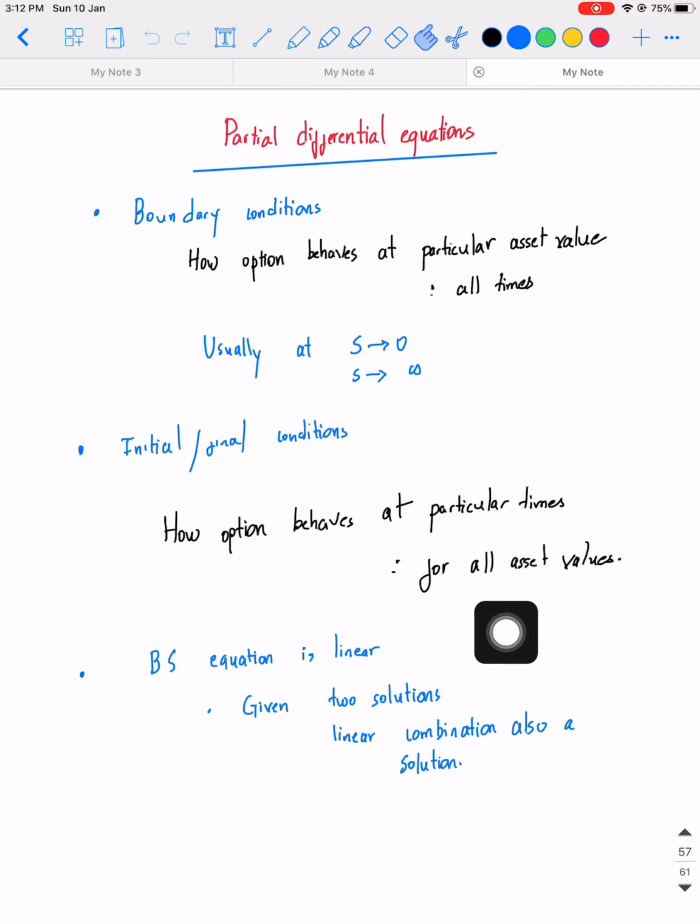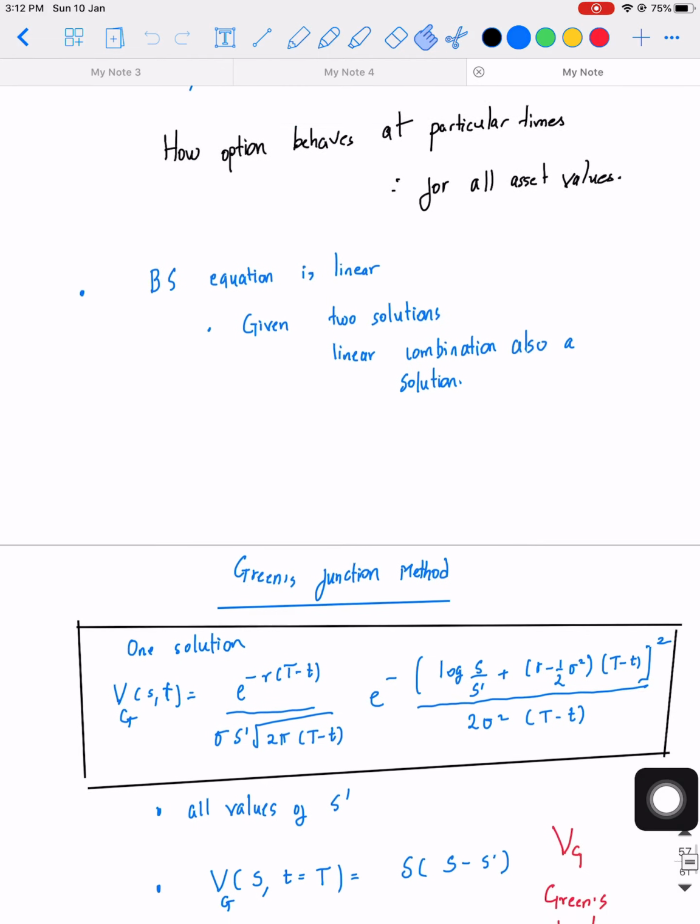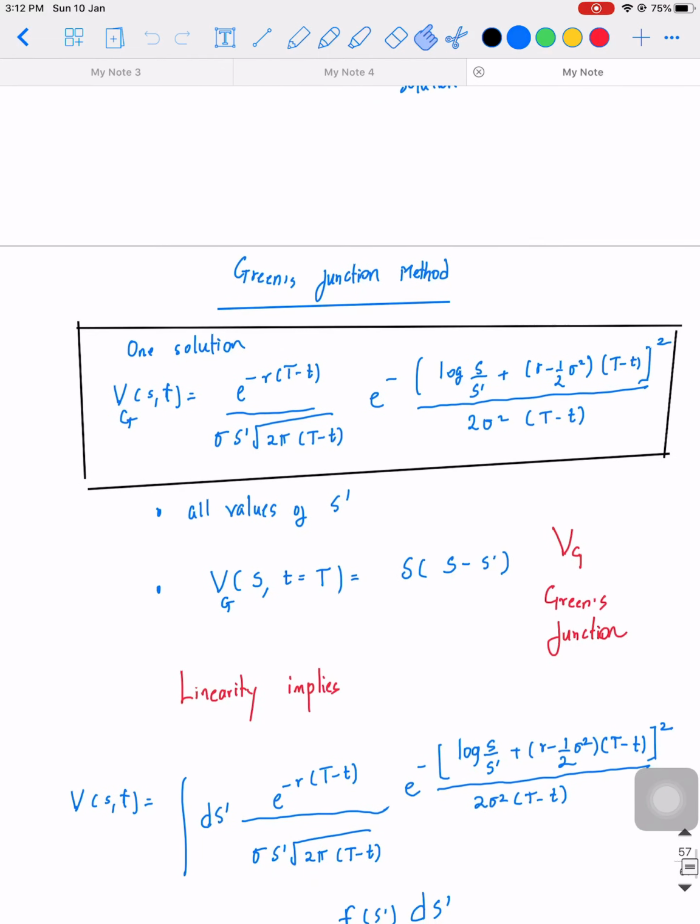Now, the Black-Scholes equation is a linear equation. So given two solutions, their linear combinations are also a solution. You will be seeing examples of this particular fact in the tutorial too. Now, as far as the Green's function method goes, if you just consider one solution over here, plug it into the Black-Scholes equation and work it out, you will see that it is a solution of the Black-Scholes equation.